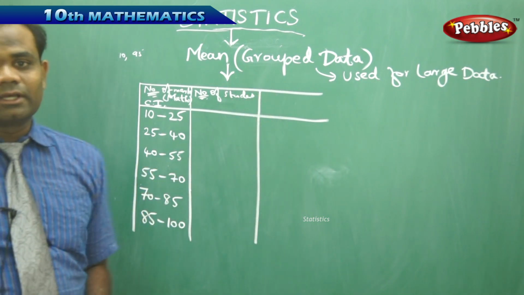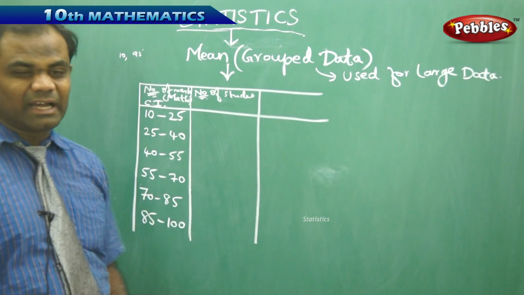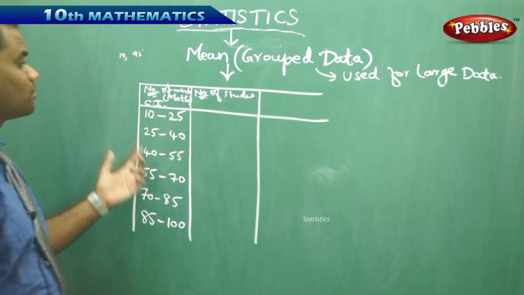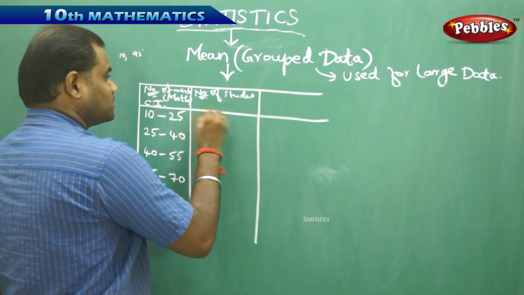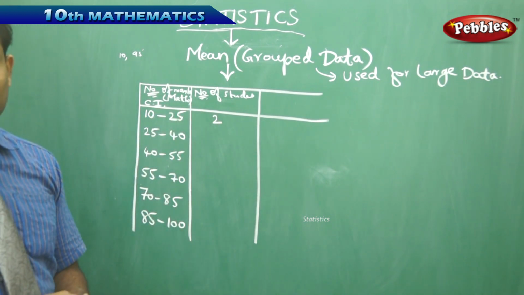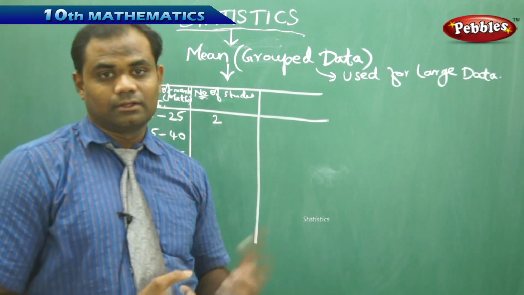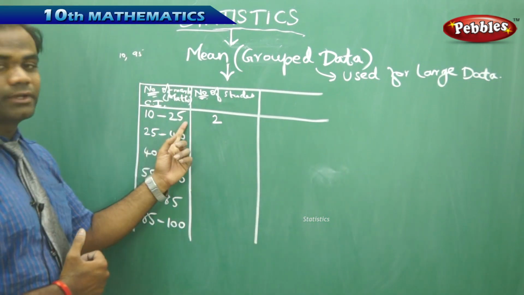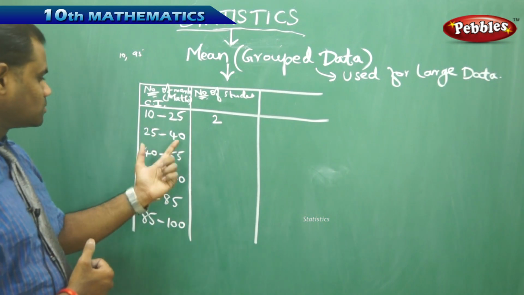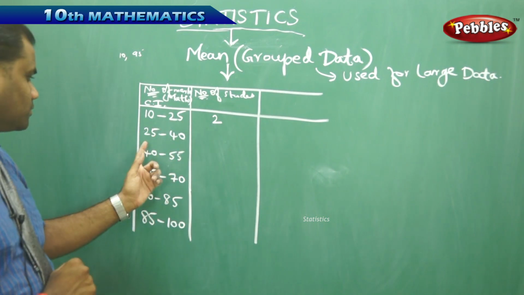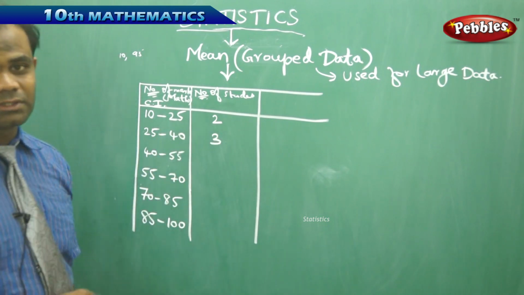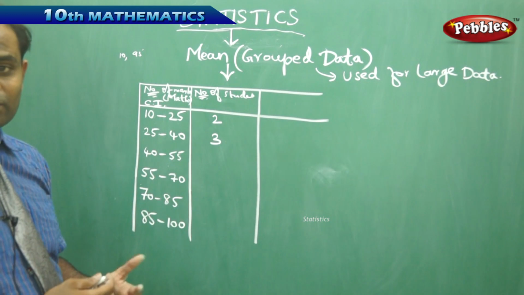Here, as in the previous problem, I count in the group data all the students who got between 10 and 25. The number of students who got marks between 10 and 25 is 2, so I get 2 as the frequency for the group 10 to 25. Next, I count the students who got marks between 25 and 40, and I count them to be 3.